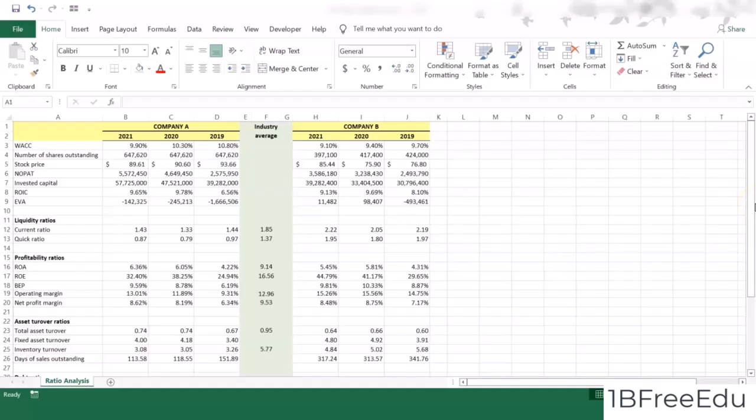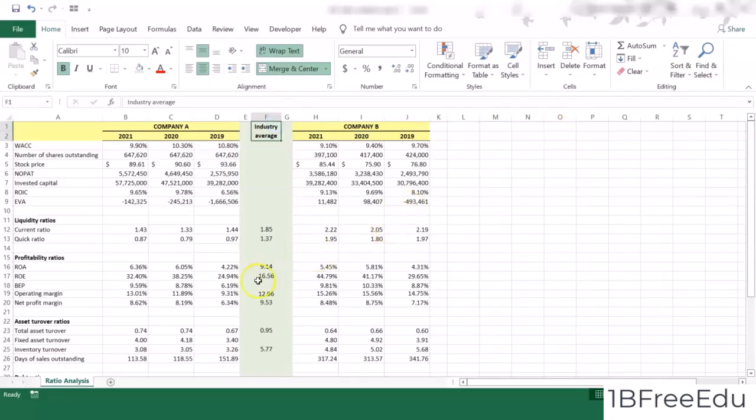Sometimes one ratio seems bad, but when you compare it with the industry average, then you might realize that your company is doing well. In our example, we have 2 companies, Company A and Company B, and we have the industry average.